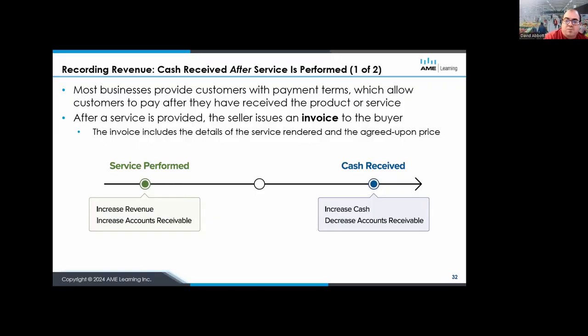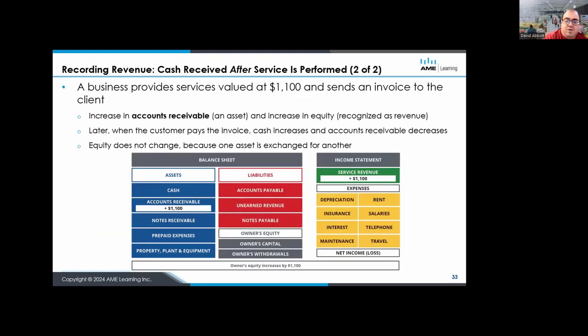So after the service is performed, they send an invoice, and the invoice includes the terms, as we said. Once the service is performed, we're going to increase our revenue and increase what's called accounts receivable, which is an asset, at the time that the service is performed. And then once they pay, we'll increase cash and decrease our accounts receivable. So we see that our asset is accounts receivable, and then we would credit our service revenue.